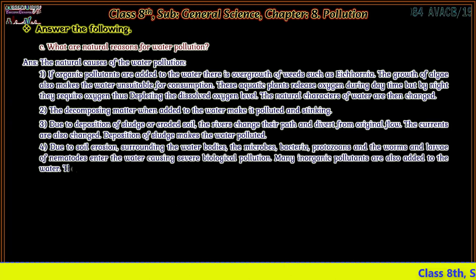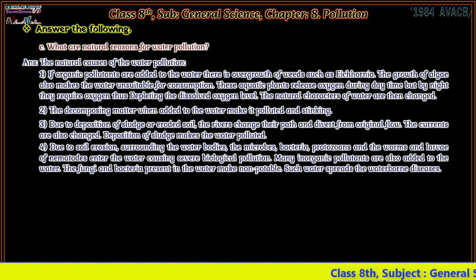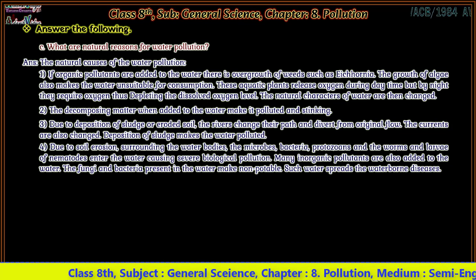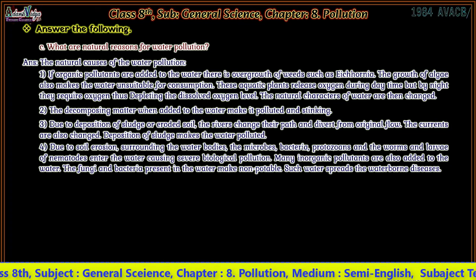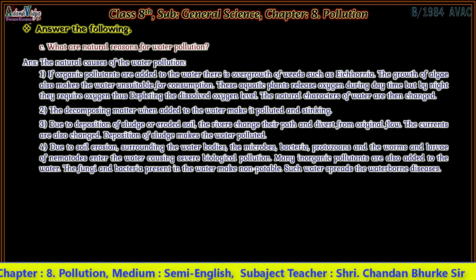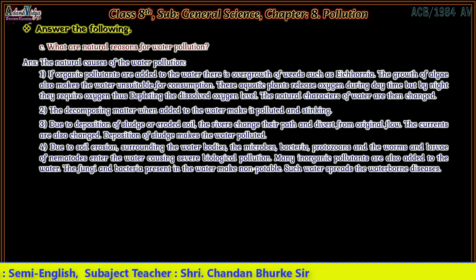Fourth one. Due to soil erosion surrounding the water bodies, the microbes, bacteria, protozoans, and the worms and larvae of nematodes enter the water, causing severe biological pollution. Many inorganic pollutants are also added to the water. The fungi and bacteria present in the water make it non-potable. Such water spreads waterborne diseases.